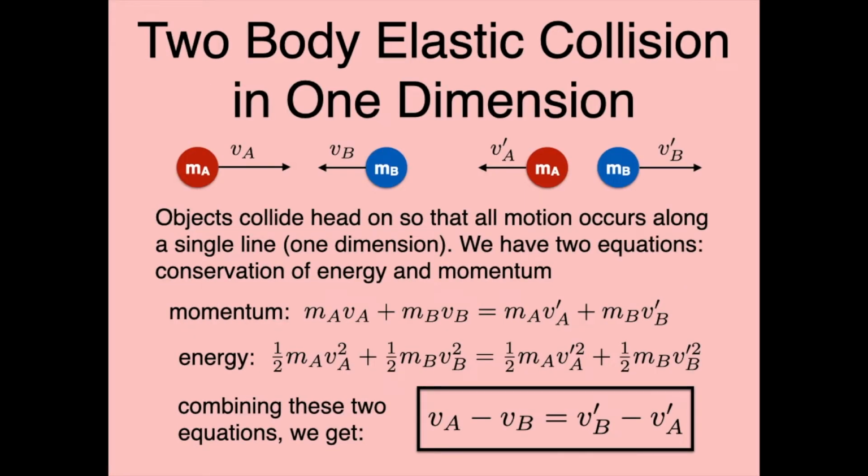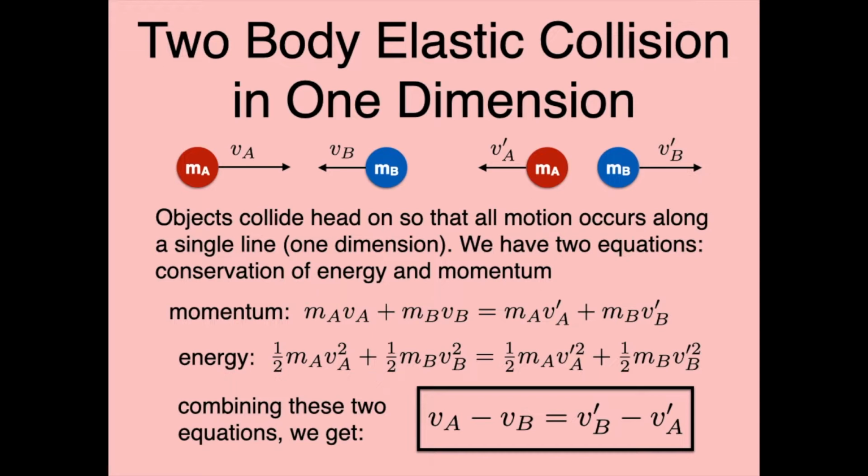Now, the math of elastic collisions can get a little bit tricky, so we're going to stick to a simple case where we have two objects that collide in one dimension. Okay, so this is kind of a lot to take in. We have a two-body elastic collision in one dimension. Let's break that down. Two bodies means there are only two objects colliding, not any more than that. Elastic collision means that the kinetic energy is conserved in the collision. We have the same exact amount of kinetic energy before and after.